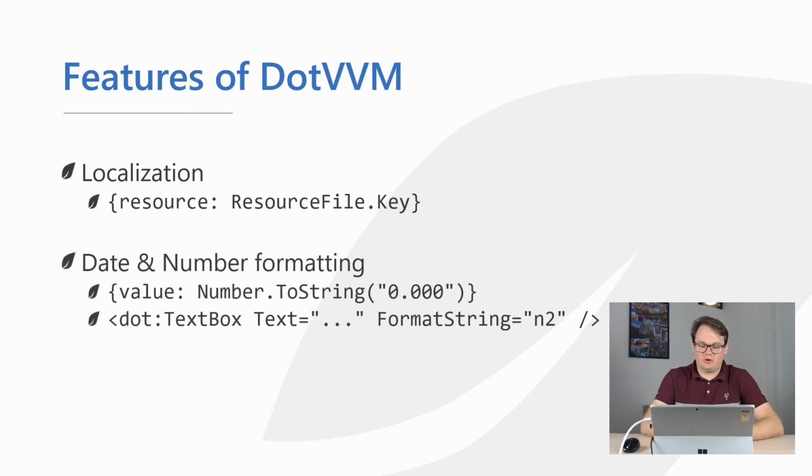We also support date and number formatting the same way as .NET is supporting it. So you can use, for example, the format string property on a text box, and it will do all the formatting for you. And the format strings are exactly the same like those you know from .NET, so it's the same. We just had to re-implement them in JavaScript.